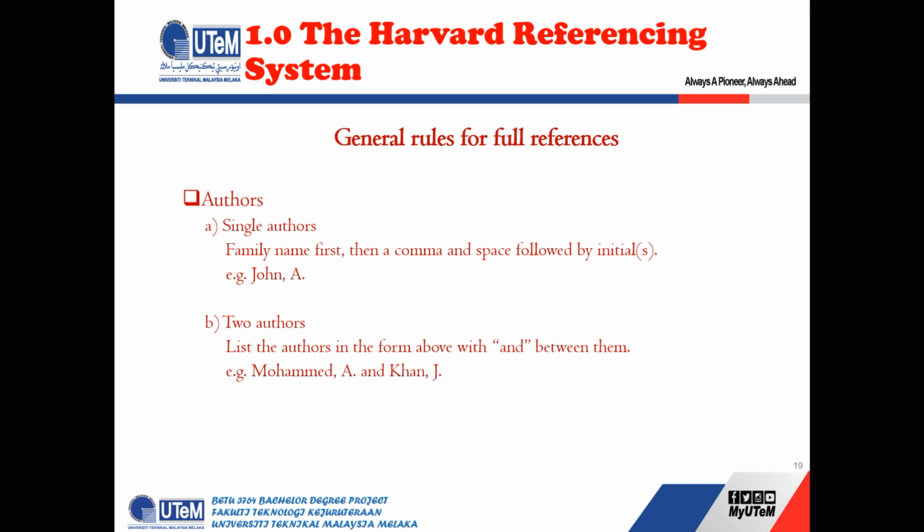Okay, the general rules are what? Authors, single authors. When there's a single author, you should name the family name first. You should use the family name first, then a comma and a space followed by initials. For example, John A. So for example, someone's name is Anthony John. When you are going to put it in the reference, you should mention John, comma A dot. So the first name is just the initial of the first name.